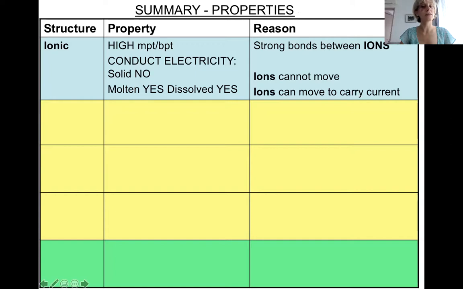And they can conduct electricity. When they're solid, it will not work because the ions cannot move. But when molten or dissolved, it will conduct electricity because the ions can move to carry the current. Either they can move around one another because they're a liquid, or they can move because the water molecules have allowed them to separate. So giant ionic structures, the only form of ionic structures that exist, have high melting and boiling points, and conduct when molten and dissolved, but not when a solid.